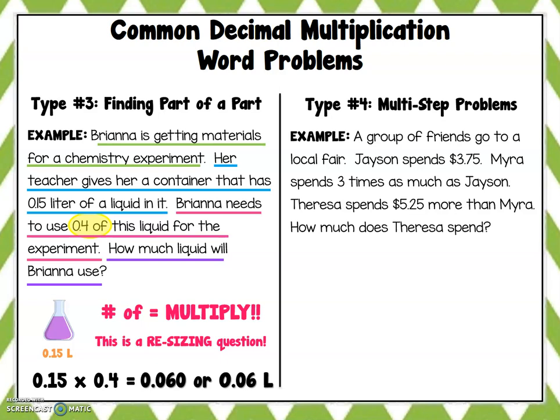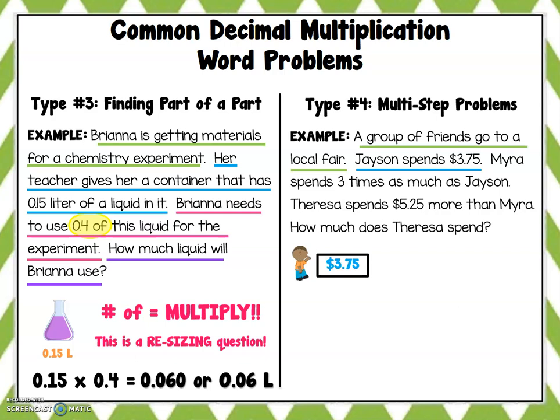So I'm picturing all these kids at the fair and they're all handing money to different vendors. Jason spent the least and I know Teresa spent the most. So let's figure out what she spent. The first sentence, a group of friends go to a local fair, just gives me some background information. Now the second sentence, Jason spends $3.75. That's going to help me solve the problem. So I'm going to write down that Jason spent $3.75.